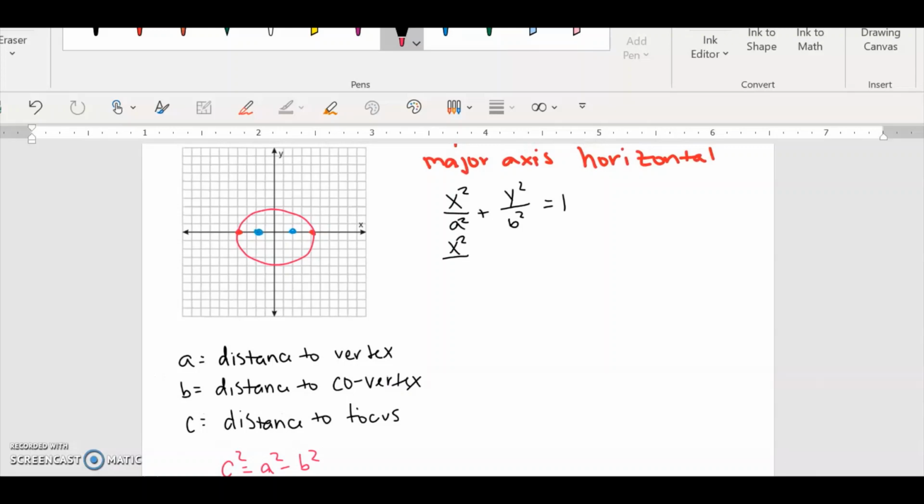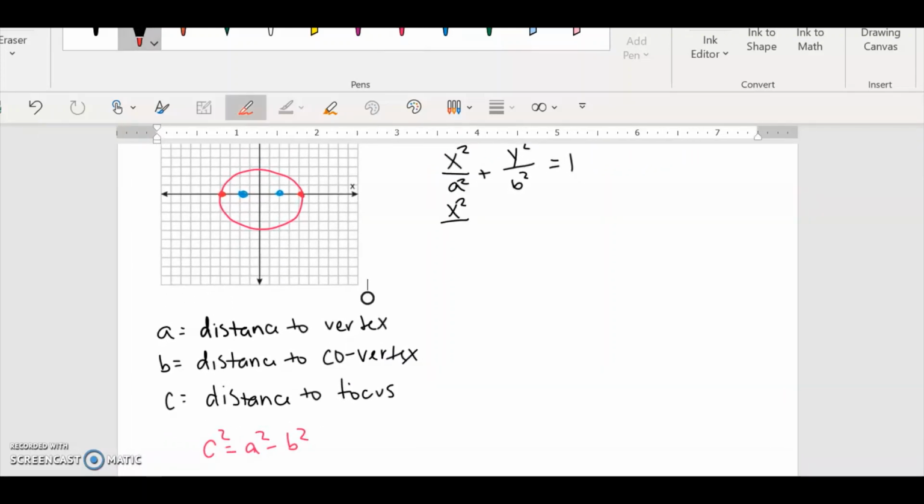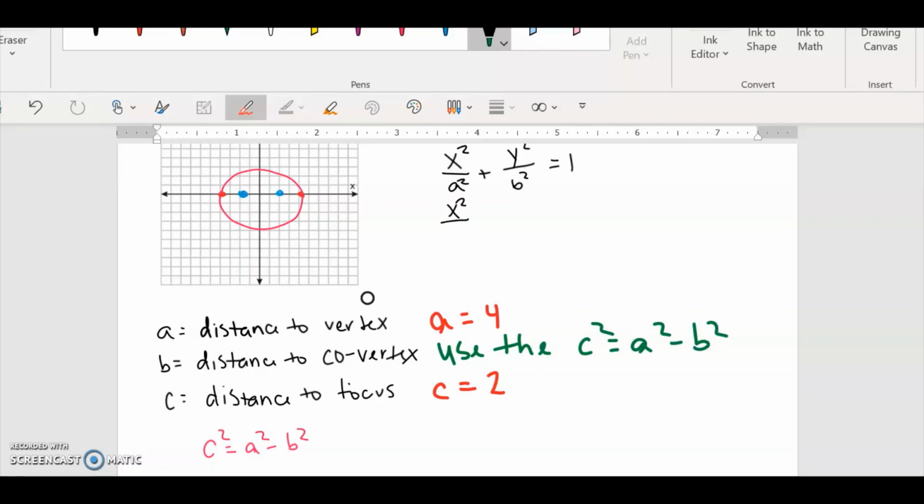Going back to our problem, we know what A is because our vertices are at 4. A is 4. We don't know what B is, but we know what C is. C is 2 because our foci are at 2. So in order to solve for B, we will use the c squared equals a squared minus b squared equation.